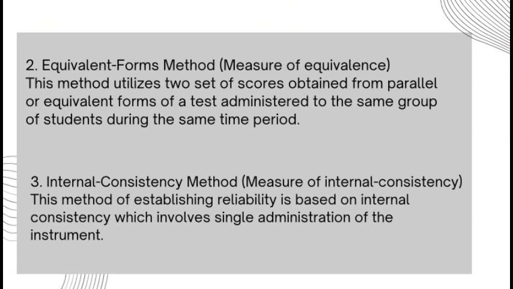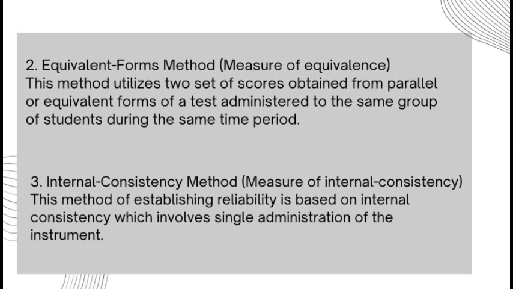It means that it measures how well the different items on a test measure the same construct. It is the same formula, and the test-retest method is used as well as the same guide for interpretation. So next is the internal consistency method. This method of establishing reliability is based on internal consistency, which involves a single administration of the instrument. It includes the split-half and Kuder-Richardson methods, wherein the test is administered only once.